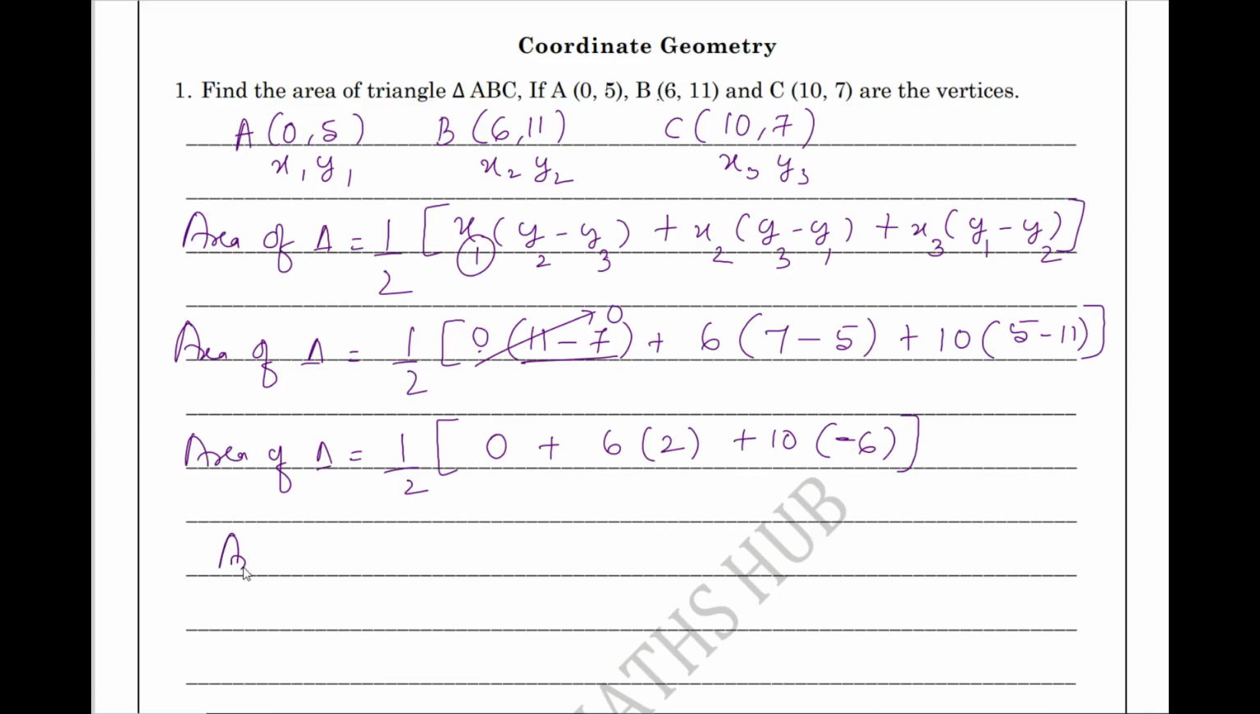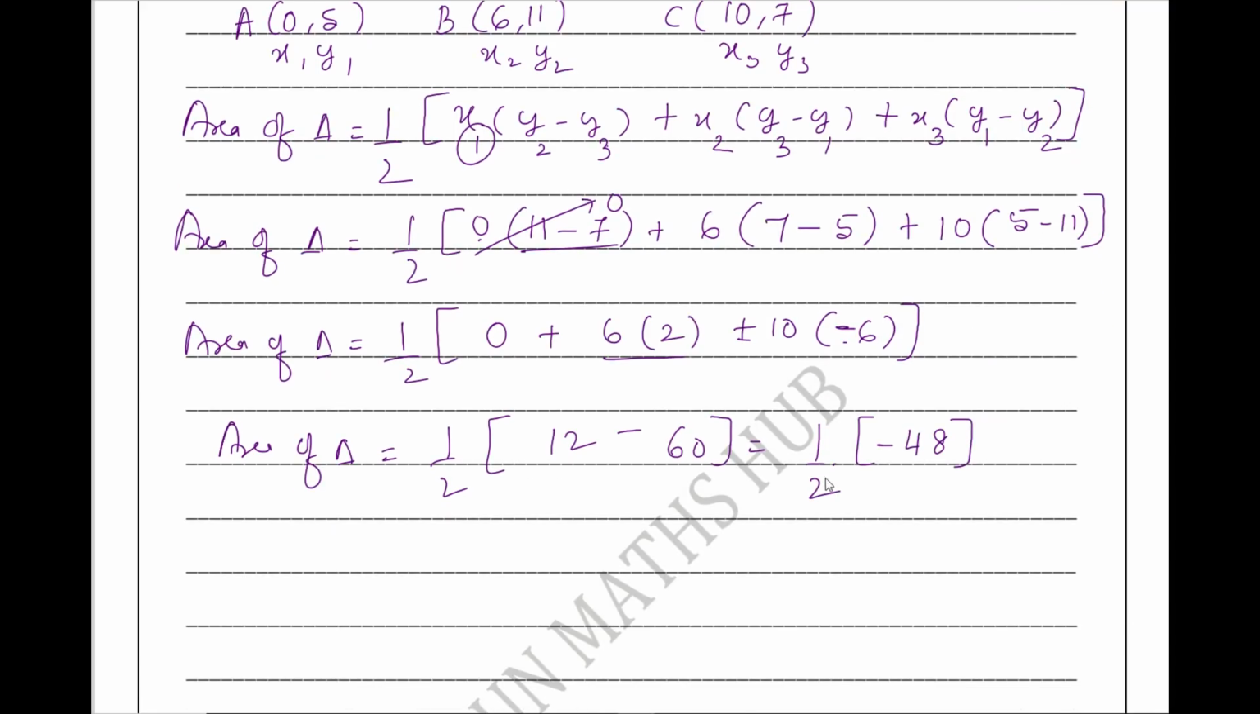Now area of triangle equals half into 6 into 2 is 12 plus into minus 10 into 6 is 60, which is equal to half into 12 minus 60, what we get is minus 48. Now divide 48 by 2 times 1, 2 times 24 is 48. Now what we get? Area of triangle equals minus 24.